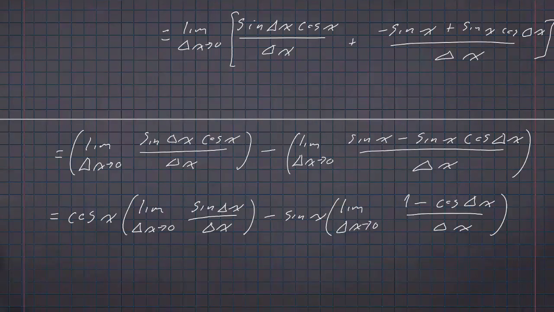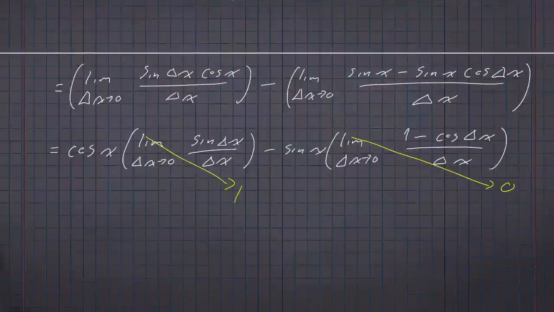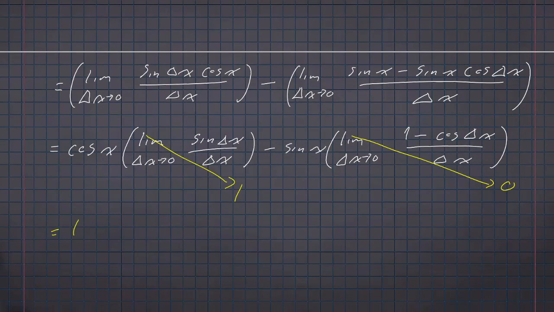Here's where that squeeze theorem comes in. By the squeeze theorem, that first limit is 1. And by the squeeze theorem, that second limit is 0. So I have 1 times the cosine of x minus 0 times the sine of x, which is just the cosine of x.